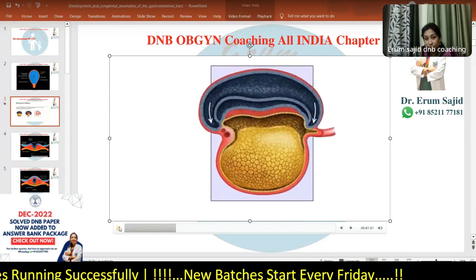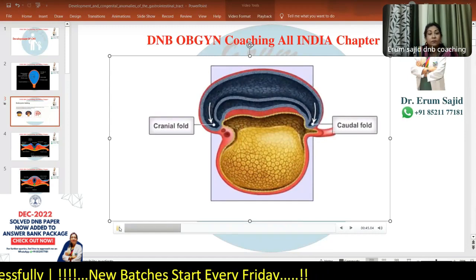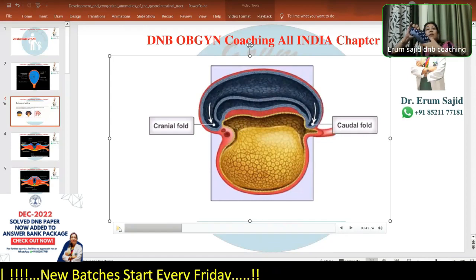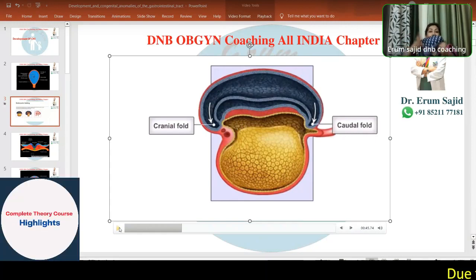Folding in the median plane results in the development of the cranial and caudal folds. Cranial and caudal fold is something like this, okay? This is the part of the cranium. It is folded like this. Haven't you seen the fetus? It's like this, okay? It's in a full attitude of flexion, right? So the cranial and the caudal folds, that's how they fold like this, okay?